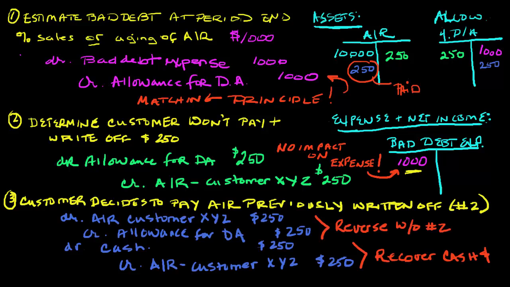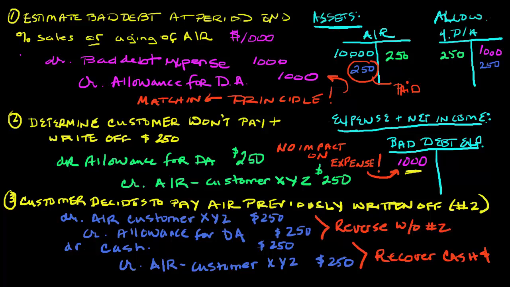And finally, let's assume for the third step that the customer feels bad and decides to pay. Remember these steps: reverse and collect. You don't record an entry to bad debt expense again. You just reverse the entry you made in number 2 to write off the account.